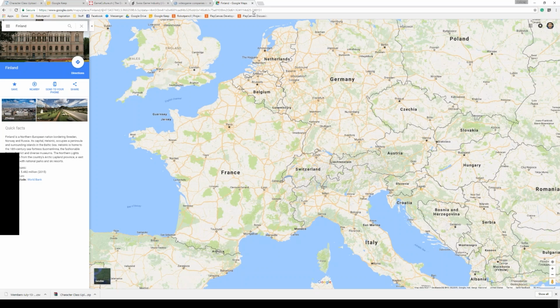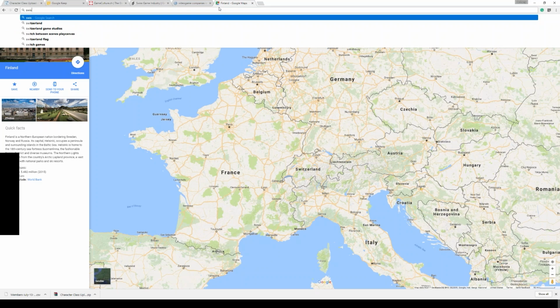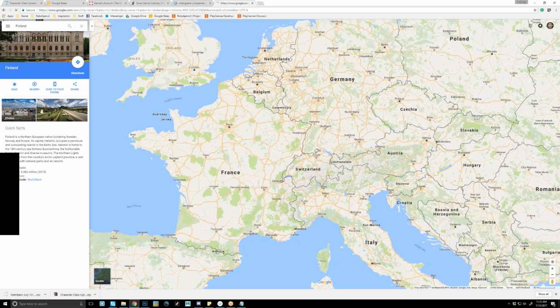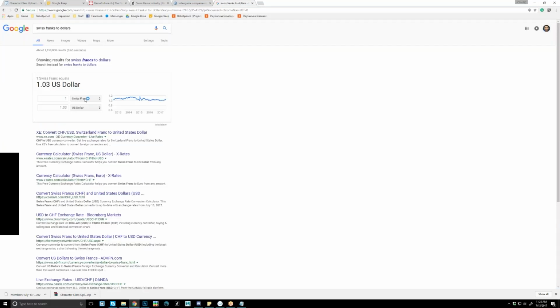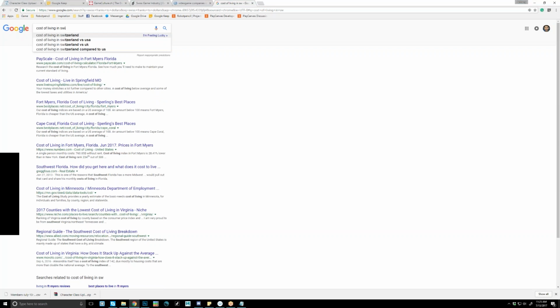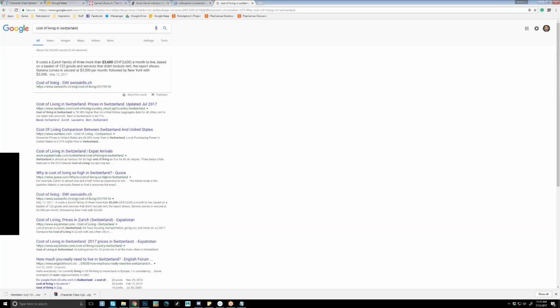So what is your guys' currency? Swiss francs. Swiss francs to dollar. It's about the same at the moment. Nice. Okay, so then cost of living in Switzerland. So it's about $3,600 for a family of 3 or more to live, based on, I don't know what all this means.